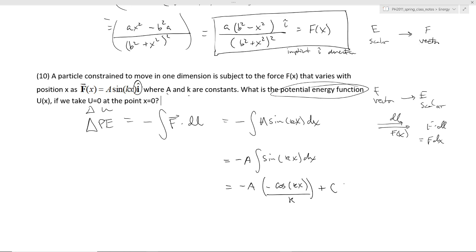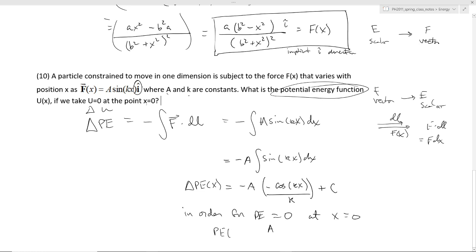And then so we have our function, but we can use the boundary condition to figure out what the constant is. So in other words, we need this thing to be zero at x equals 0. So let me put it this way: in order for the potential energy to equal 0 at x equals 0, let's see what happens here. If we put in x equals 0, this is going to become cosine of 0. What's the cosine of 0? 1.